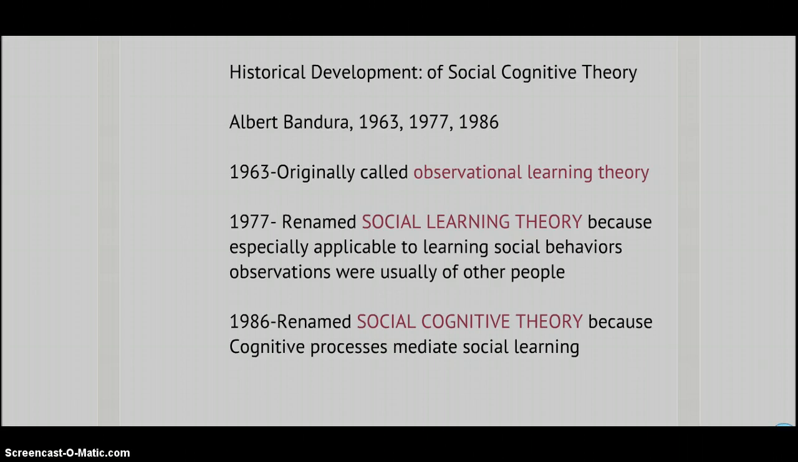Then, in 1986, Bandura solidified his theory with the publication of Social Foundations of Thought and Action: A Social Cognitive Theory. It was at this point that Bandura made the distinction between social learning and social cognitive theory, stating that the personal factors, such as cognitive processes, as well as social factors like behavior and a person's environment, shape the way a person learns.